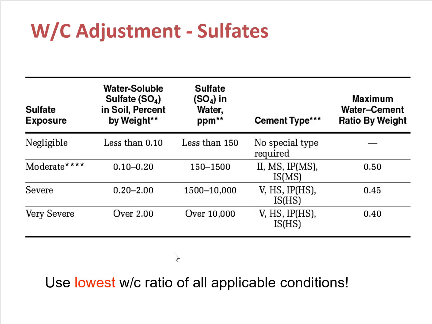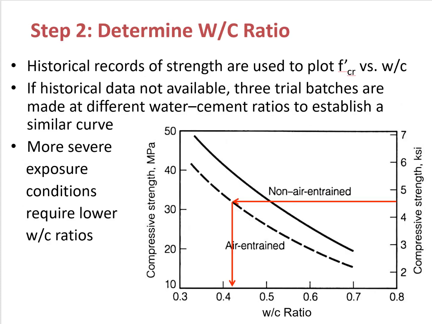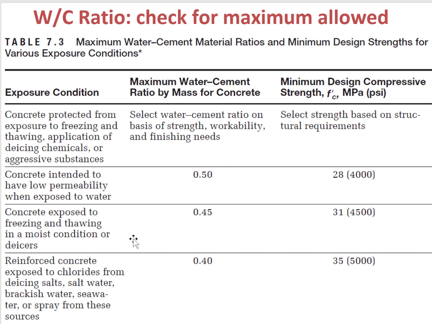Remember to always use the lowest water to cement ratio for all applicable conditions. For example, if you find, based on this figure, that the water to cement ratio should be 0.6. However, the concrete will be exposed to freezing and thawing in moist condition, then the water to cement ratio value should be lowered to 0.45.